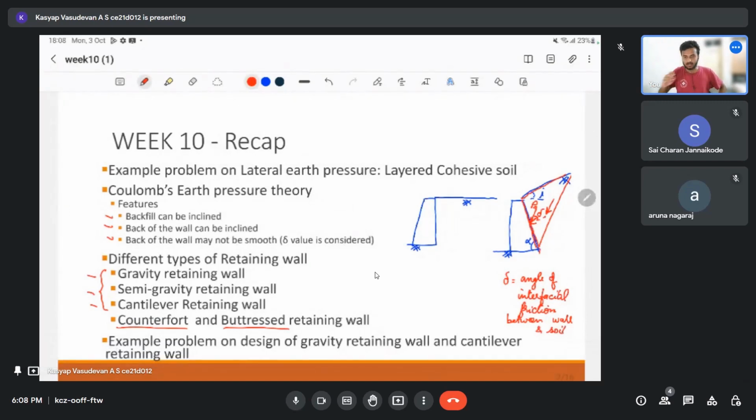And after that we solved a lot of design problems, two three design problems on gravity retaining wall and cantilever retaining wall. So both methods: he started with Coulomb's earth pressure theory in the first question, and the second question was partially completed, which was done by Rankine's theory.